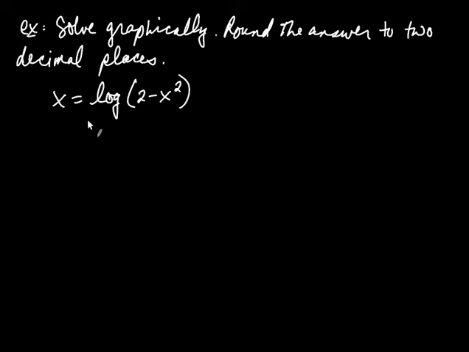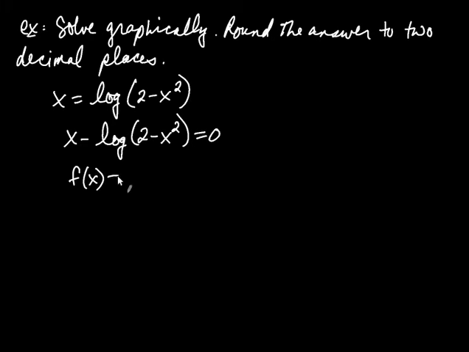So the way we handle this is we get everything on one side of the equation and we write x take away log of 2 take away x squared, and the right hand side is going to be 0. And then we set a function equal to the left hand side of the equation. That is, we say f of x is equal to x take away log of 2 minus x squared. Let me rewrite that. So 2 take away x squared.